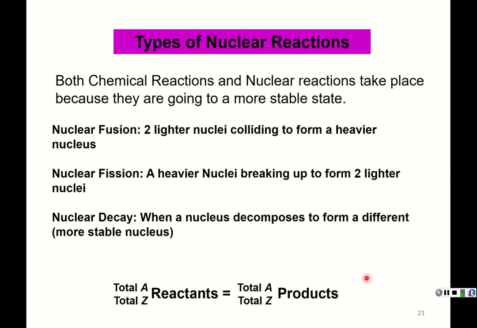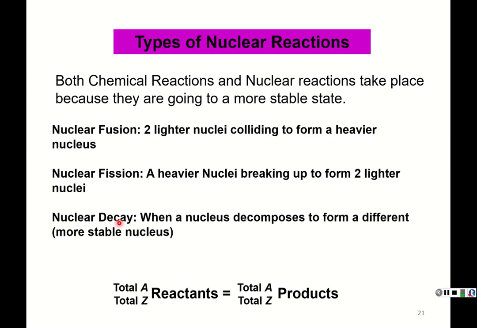So what types of nuclear reactions are there? Both chemical and nuclear reactions take place because they're going to a more stable state. So we can have nuclear fusion, and this is a case where two lighter nuclei collide to form a heavier nucleus. We saw that as an example in hydrogen, and stars can undergo that. There's also nuclear fission. So fusion is two things coming together. Fission is where a heavier nucleus breaks up to form two lighter nuclei. Okay, so that's nuclear fission.